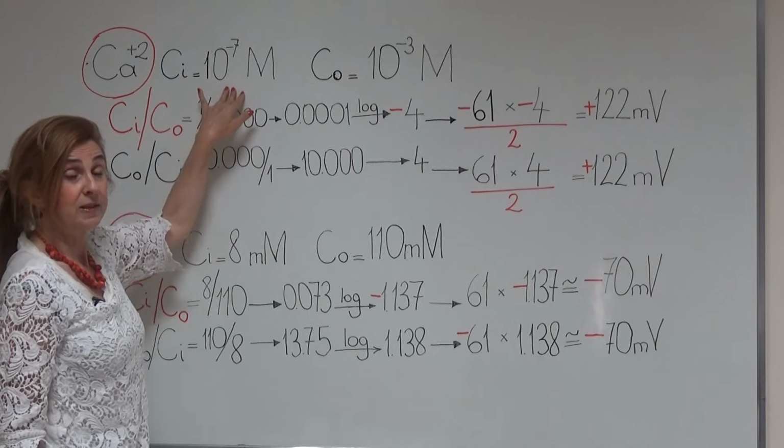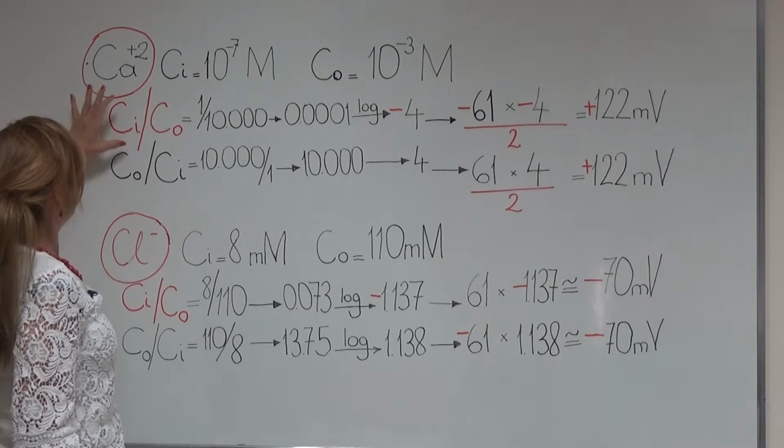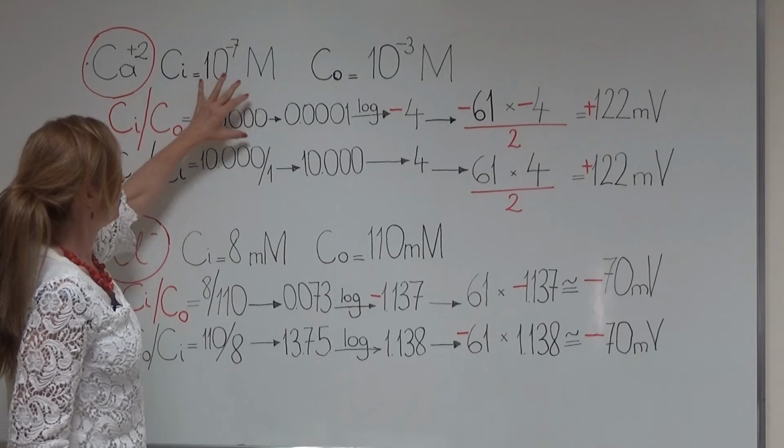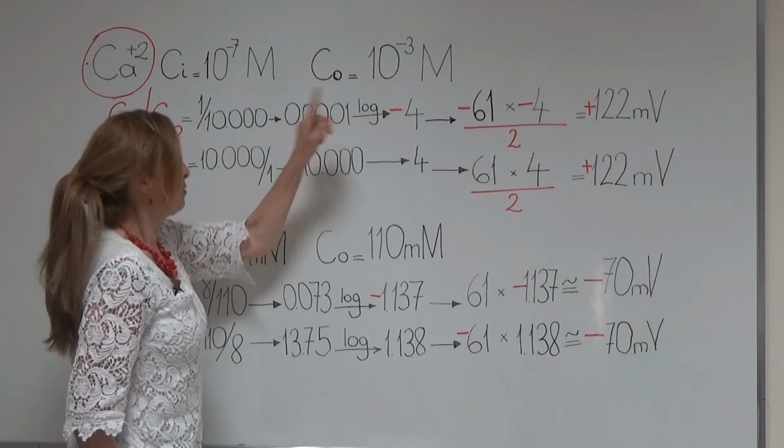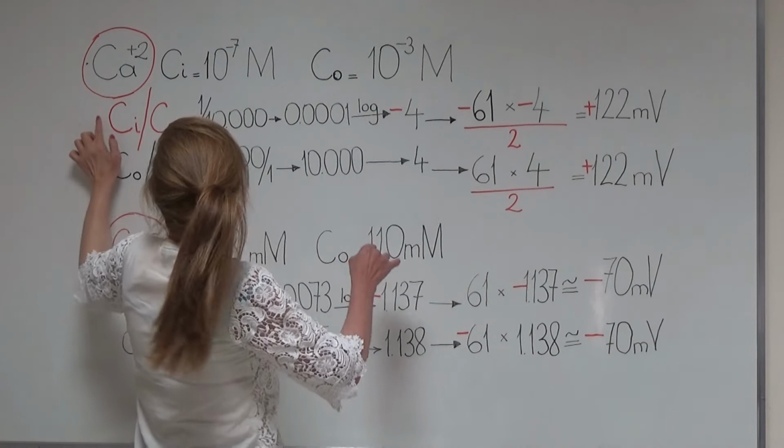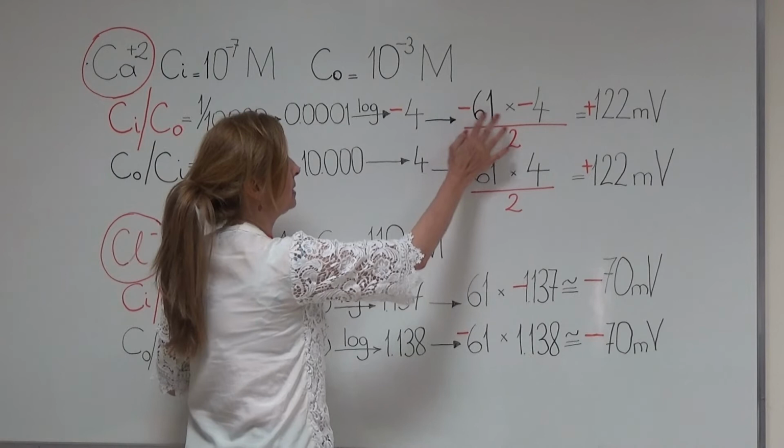So if we apply the formula for inner concentration divided by outer concentration, we get 1 over 10,000, 0.0001, the logarithm of which is minus 4. And if we use concentration inside over outside for cations, we have to make it minus 61 here. Minus 61 times the logarithm.